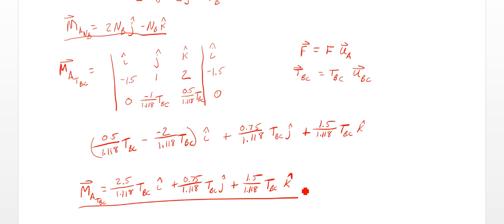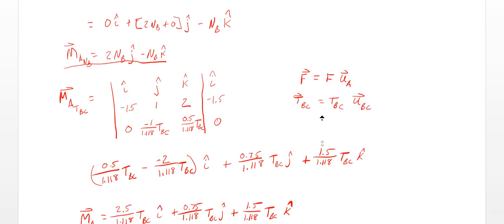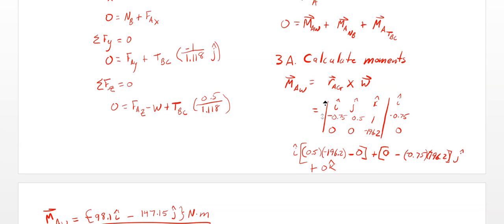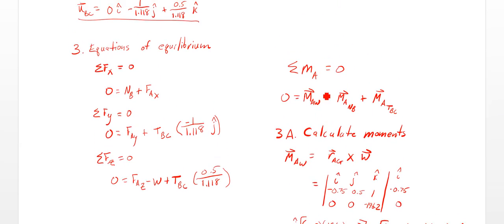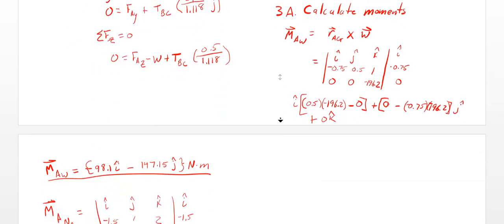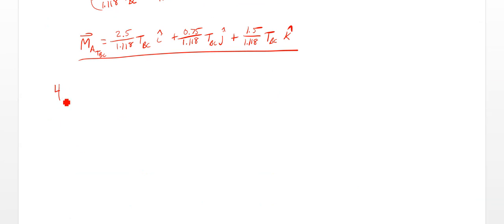Alright, so now we can substitute these into our equations of equilibrium and find our values. So I'm going back up here to remind us where we came from. So here we were with our equations of equilibrium. So we calculate all those moments just for this moment equation of equilibrium. Alright, so let's work through it in the x, y, and z direction. So this is step 4, solve for unknowns.